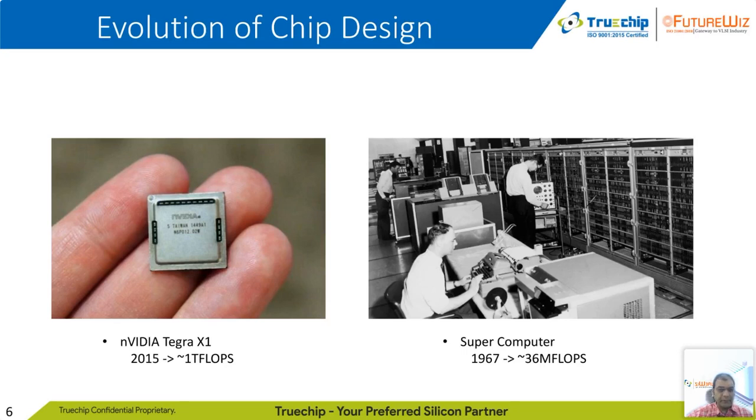So here we see a supercomputer in 1967 on the right side with 36 megaflops. Megaflop means it can do 36 mega operations per second. And you see the size of the computer, multiple people operating it, the amount of power it would have consumed, the amount of space it requires. Whereas we see here the NVIDIA Tegra chip in 2015. We're today in 2023. This would have also evolved further now. This Tegra chip has about 1 teraflops, so this is 1 tera operations per second.